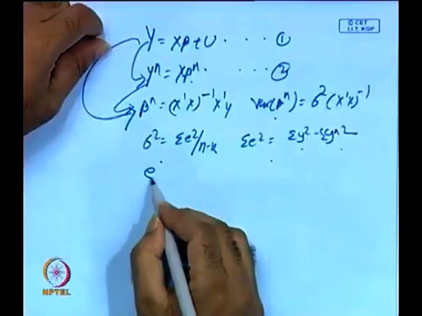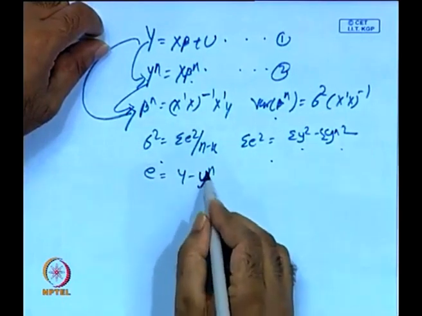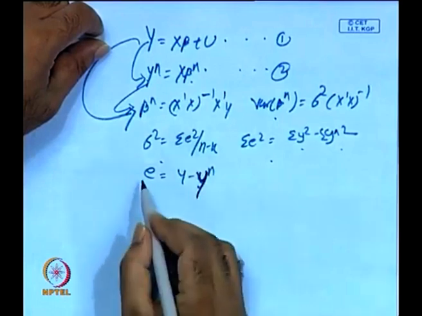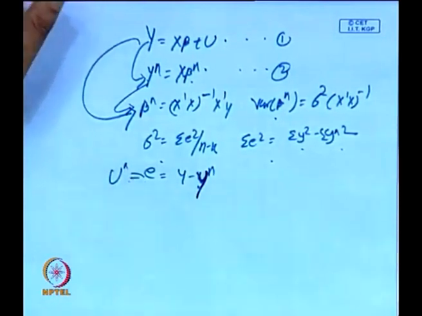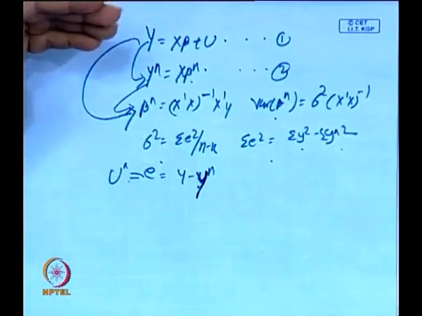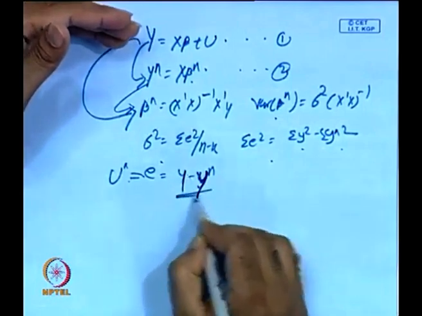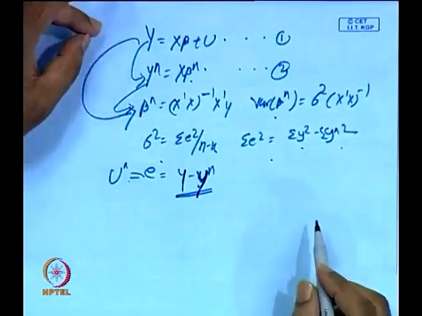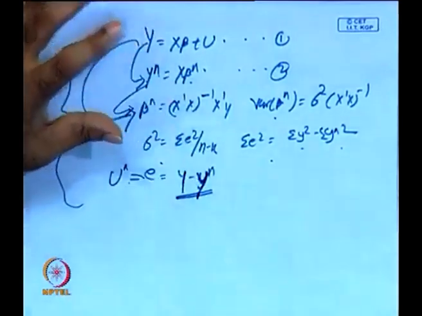So now e equals y minus y hat, or sometimes y minus y head, and sometimes it is also called u hat. So u hat or e equals y minus y hat, that is the difference, the error term. With this basic setup, all these things are absolutely okay and can be presented in the form of a model.